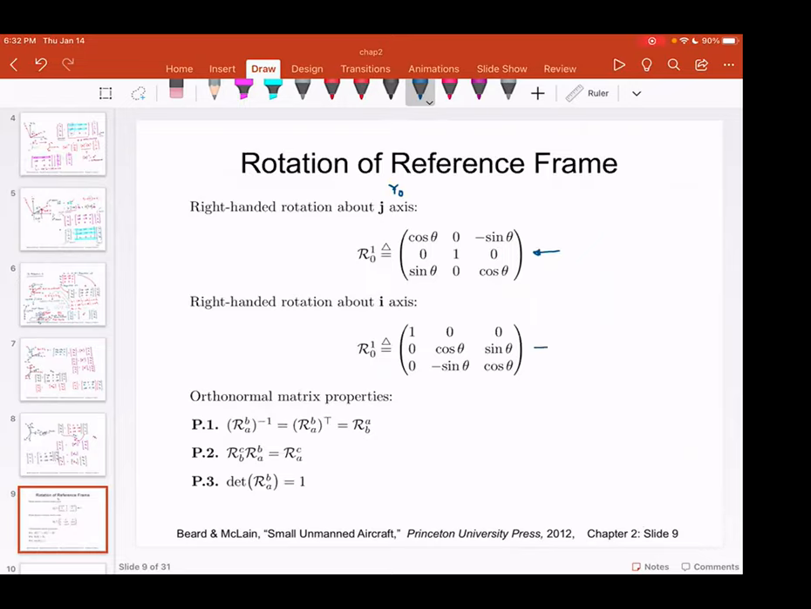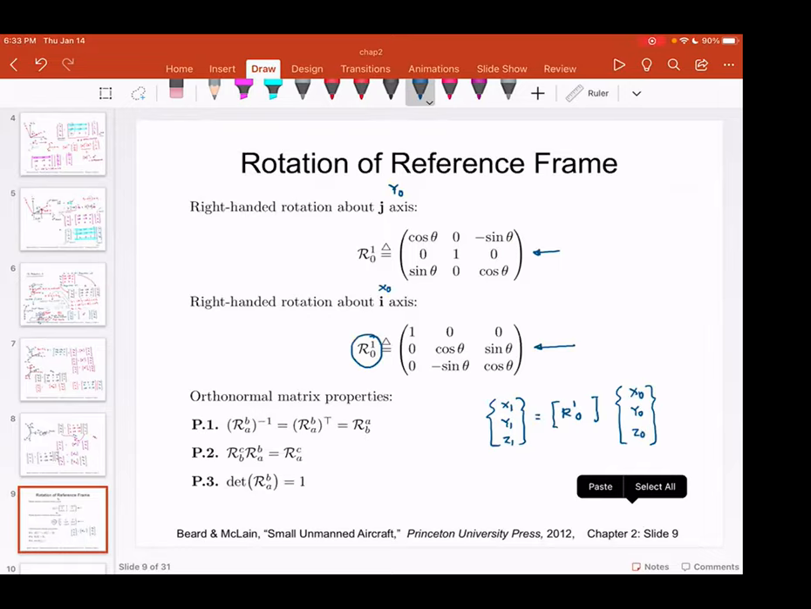If you look at the rotation about the X naught axis, please understand that this sign is telling me that X1, Y1, Z1 is equal to R10 times X0, Y0, Z0. So I want you to be very comfortable and very clear with the sign convention that is shown over here. And these are the properties of the orthonormal matrices that we used for transferring from one frame to another frame.